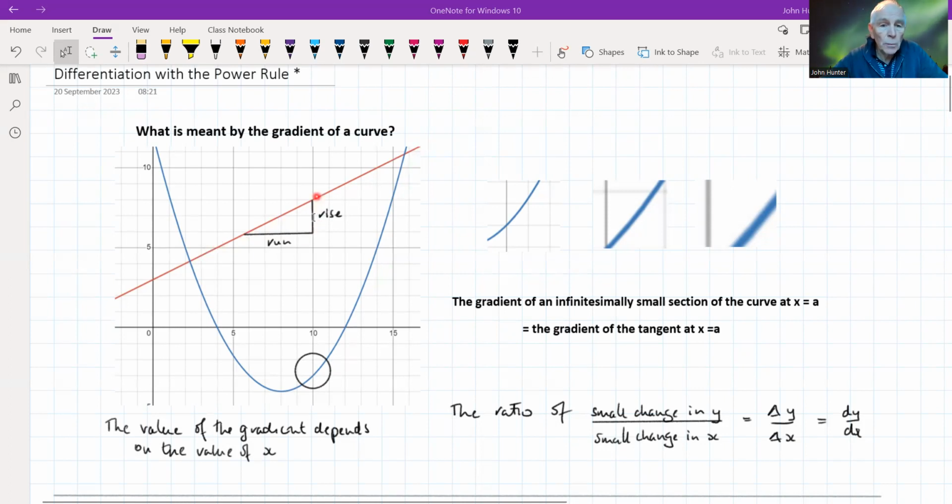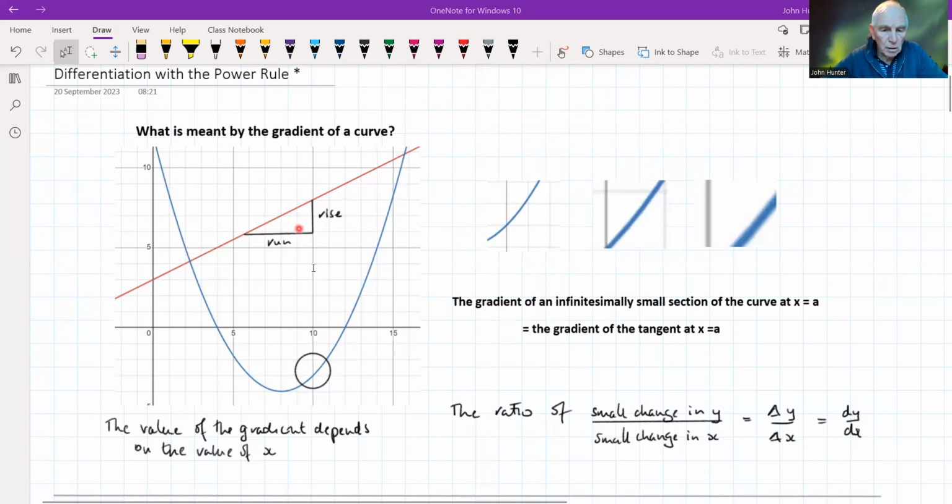What we're doing really is measuring the rise over the run. So we could draw this and find this ratio of the rise over the run. And of course, it's the same wherever we draw this little triangle here. It's the same all the way along the line. The gradient is in fact constant for a straight line.